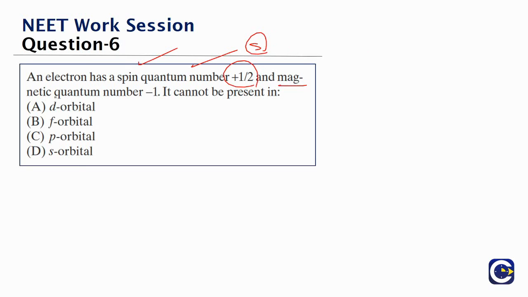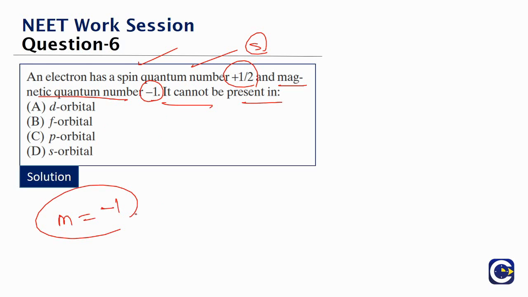And magnetic quantum number minus 1. This is important. So the electron is having magnetic quantum number minus 1. They're asking, it cannot be present in d orbital, f orbital, p orbital, s orbital. Here the spin quantum number is not much of use to us. The only thing that we have to focus on is the magnetic quantum number, which is -1.